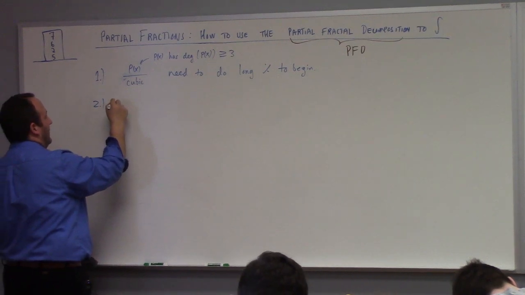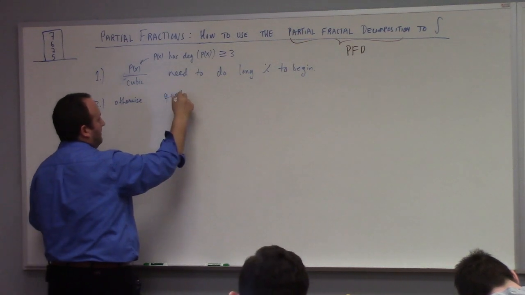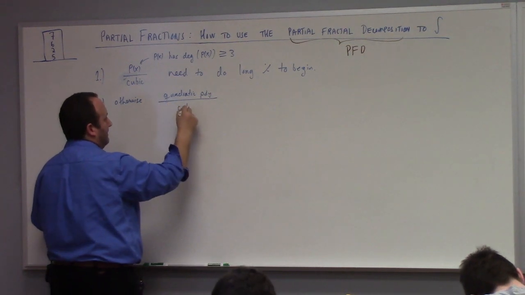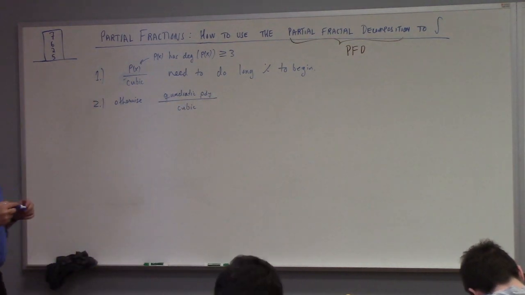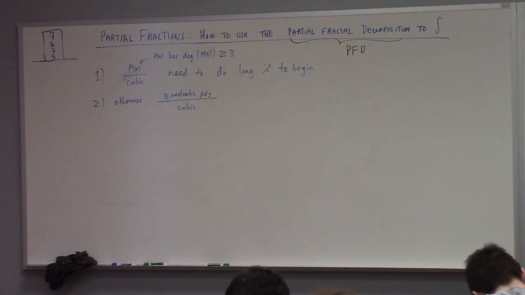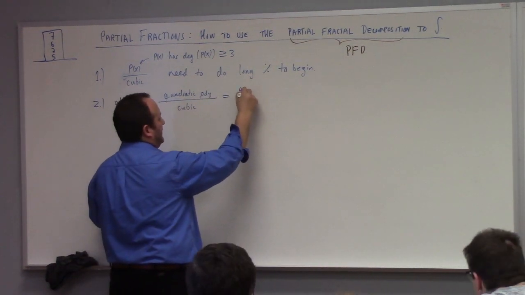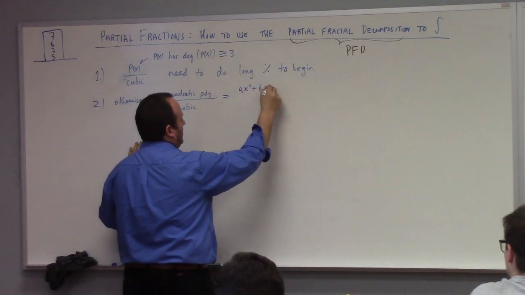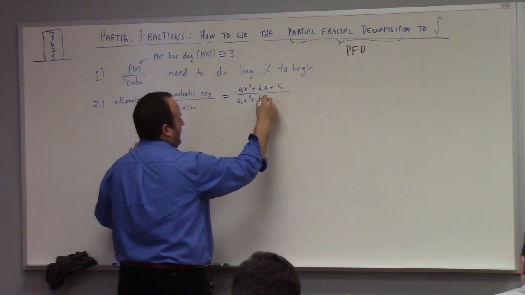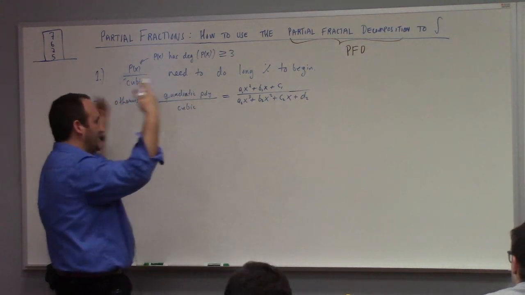Otherwise, we're looking at something like a quadratic polynomial over a cubic, right? Something like a quadratic over a cubic, generically speaking. Let me be more generic. Does it help you if I write something like a1x squared plus b1x plus c1 divided by a2x cubed plus b2x squared plus c2x plus d2? Generically speaking, something like that.